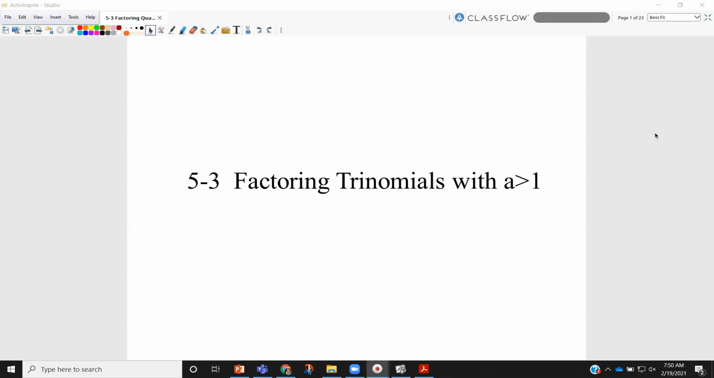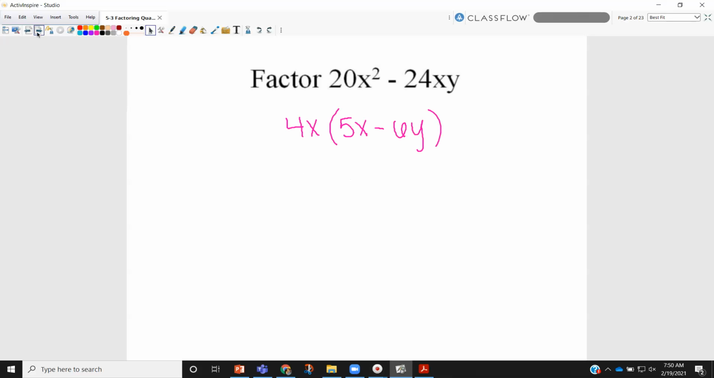Now we have the extended idea of the magic X and factoring for a little bit more complicated situation. So let's look at that type now. So one of the things that's important or helpful is to always look for a GCF.